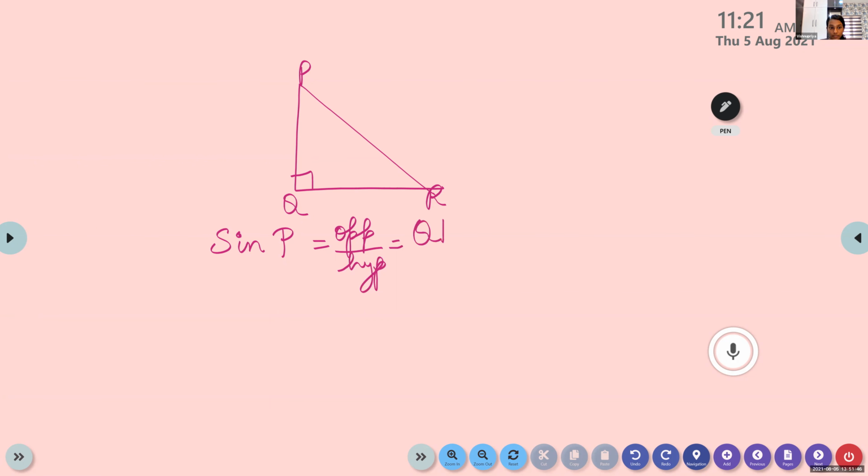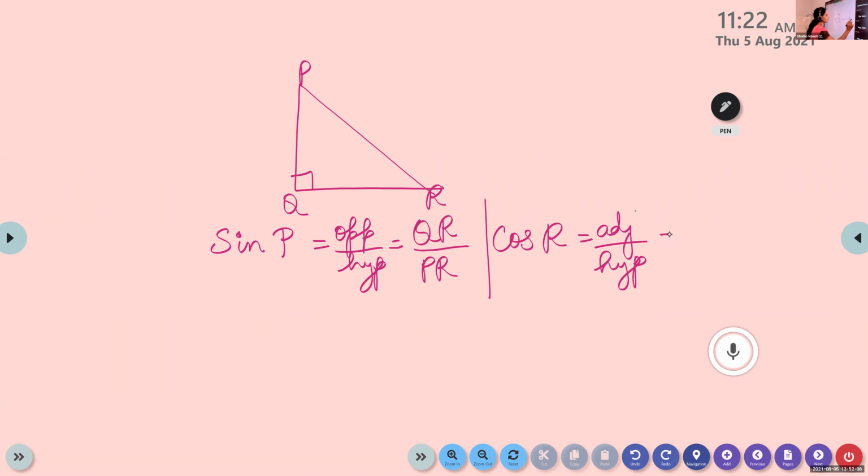QR by PR. Okay. Now find out what is cos R. What will be cos R? Adjacent by hypotenuse. Okay, so look at what is the adjacent side of angle R? QR. It is QR by PR.